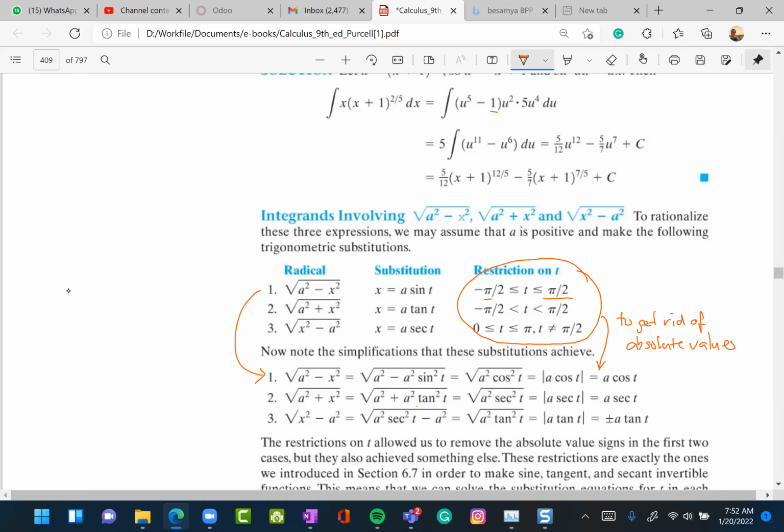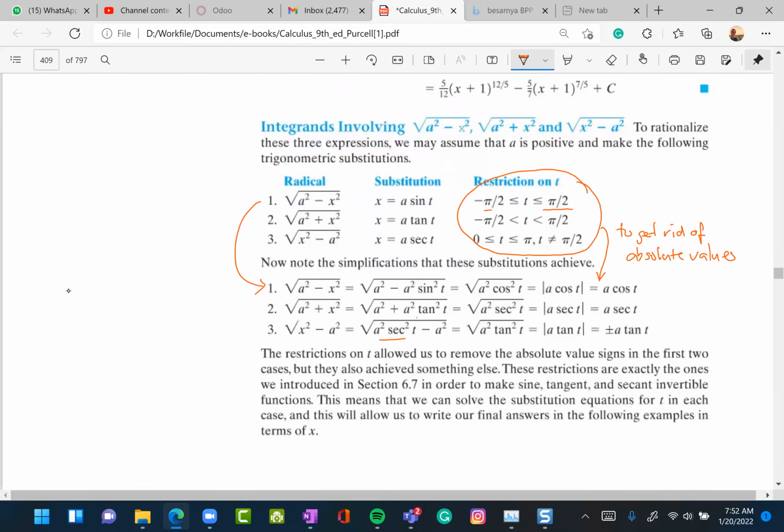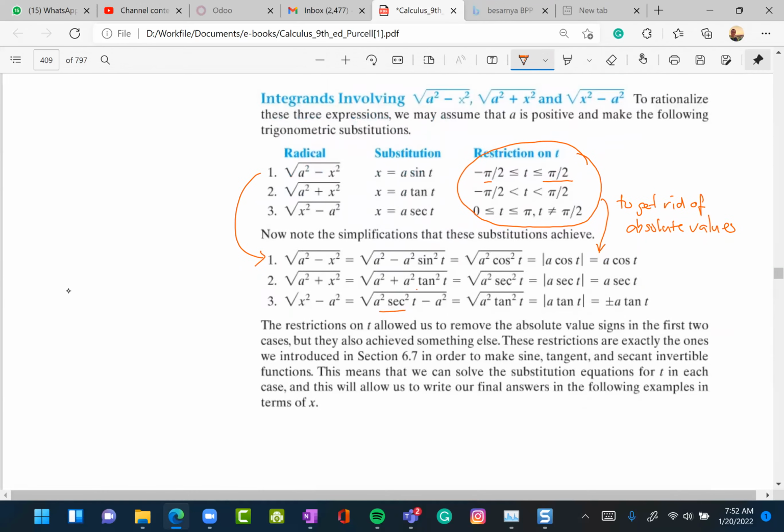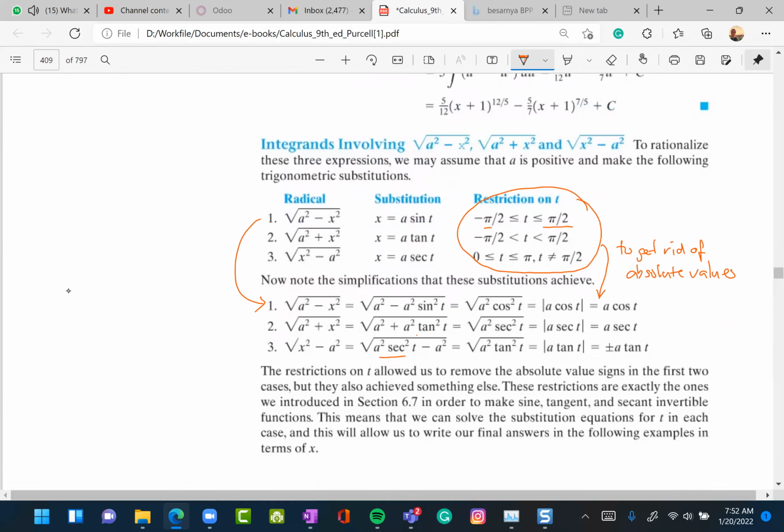And for the negative one, x squared minus a squared, you take x equals a secant. Why? Because if you substitute, you get a squared secant squared minus a squared. So take a squared out, secant squared minus 1 becomes tangent squared. And you just have to take care of the differential.